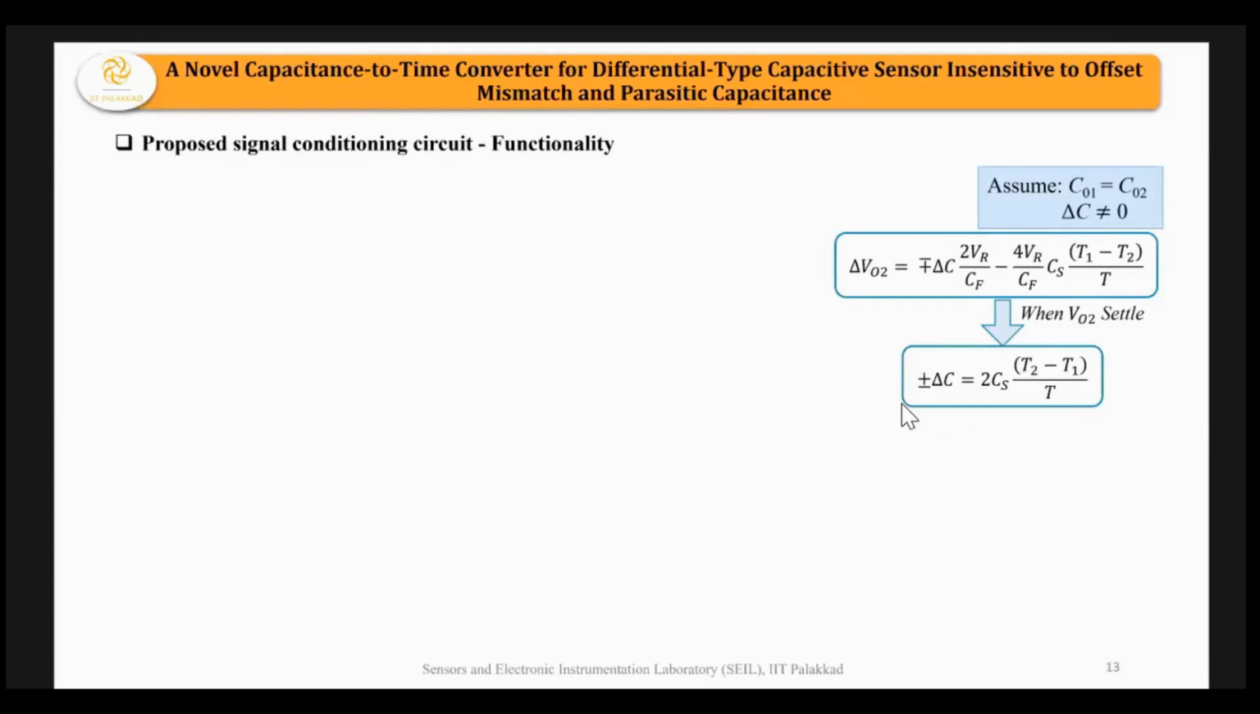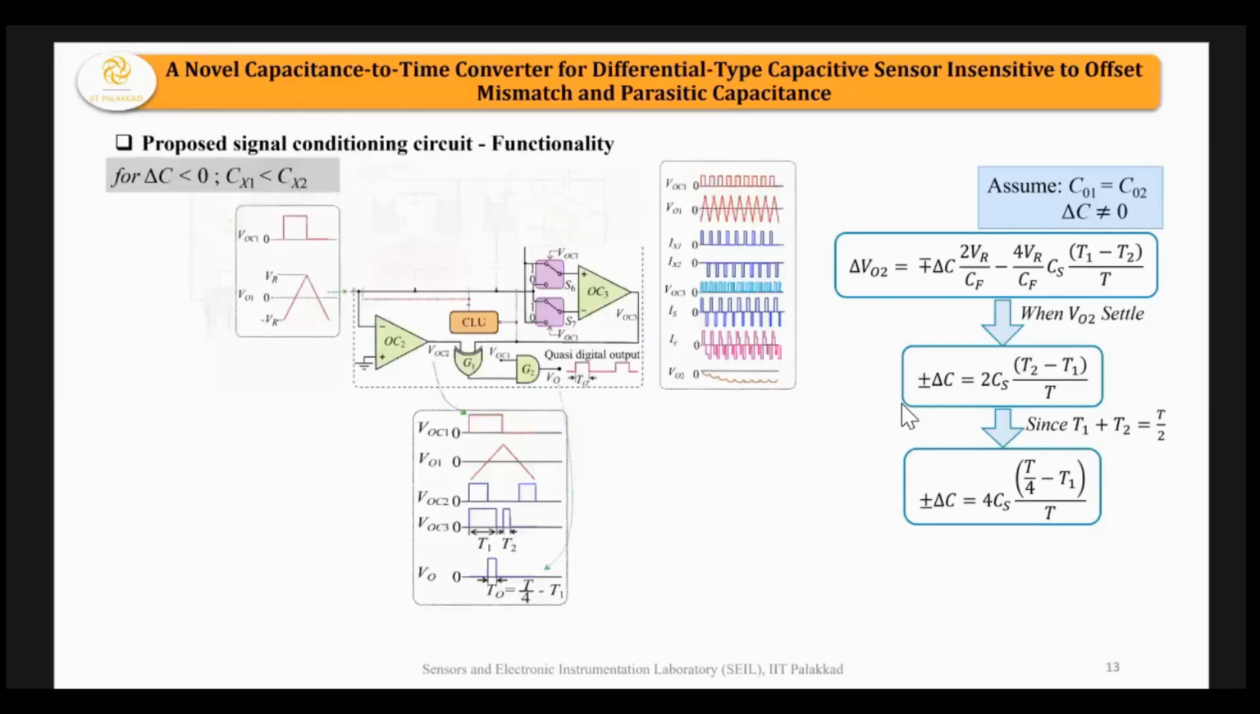Always T1 and T2 are kept in such a way that T1 plus T2 is equal to T by 2. So in general, we can write delta C as equal to CS into (T by 4 minus T1) by T, where CS is constant, T is constant, and only T1 should be known. We can get that value T by 4 minus T1 through this logic circuit.